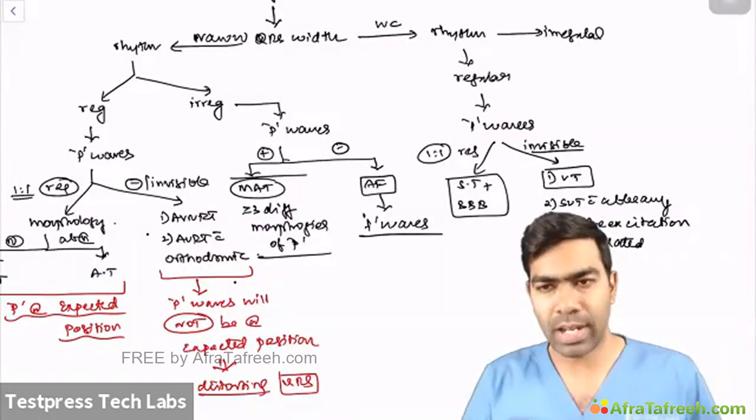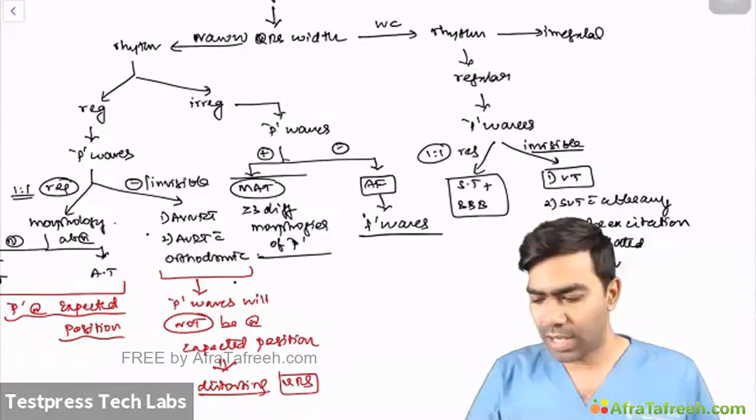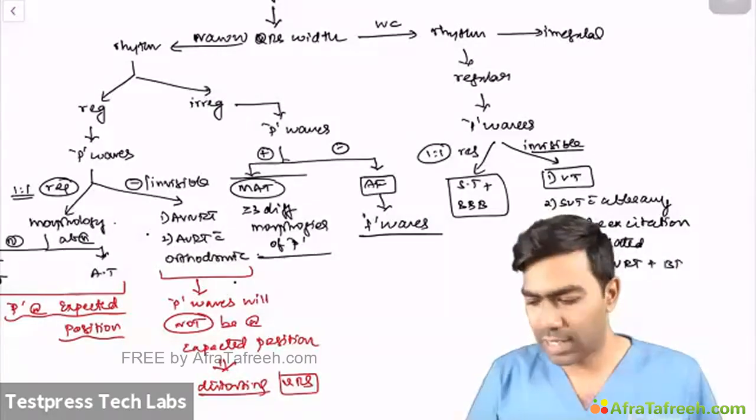If it is there, then you can get this kind of pattern. Or the second possibility, as I told you, what is the second possibility? Already I mentioned it: AVNRT with bundle branch block. That is another SVT with aberrancy.